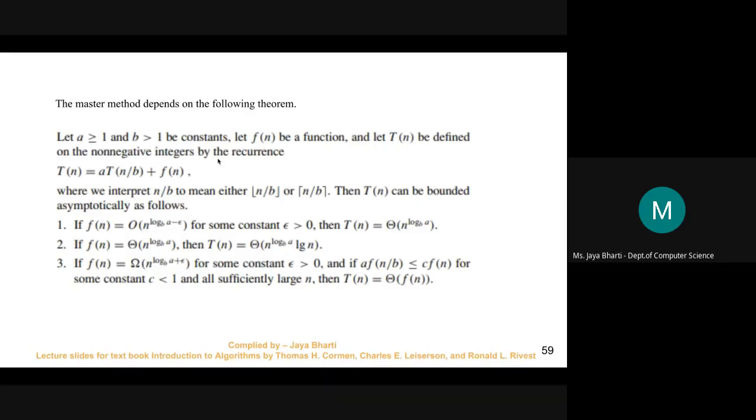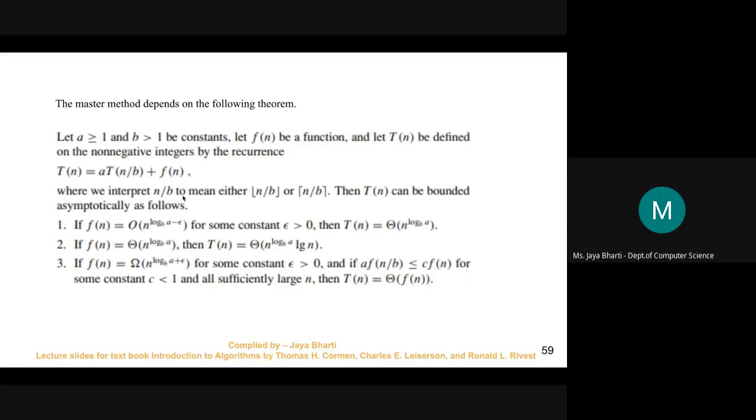What is our function f(n)? It is the function that gives the cost of dividing and combining the subproblems, and T(n) is the cost of the whole recurrence. So T(n) = a T(n/b) + f(n), where we interpret n/b to mean either floor or ceiling, because it is not always possible that n divided by b will always be an integer.